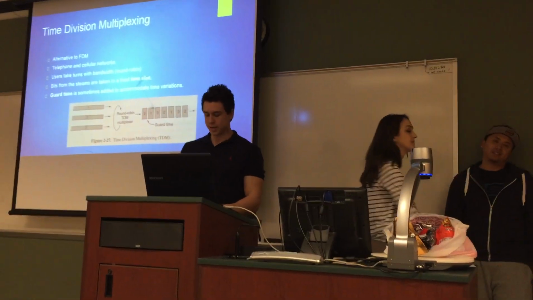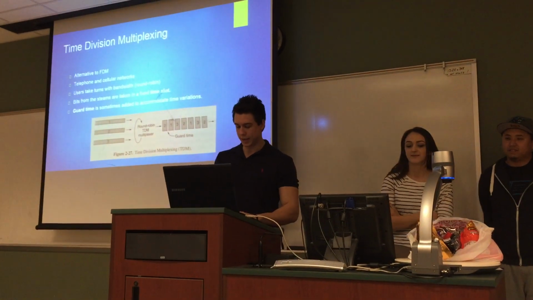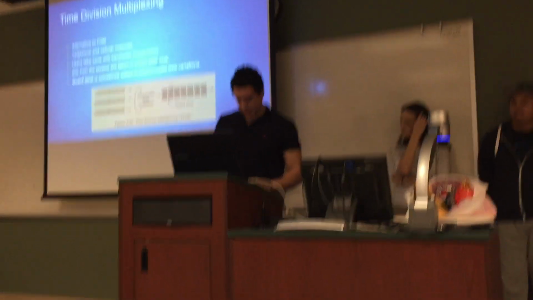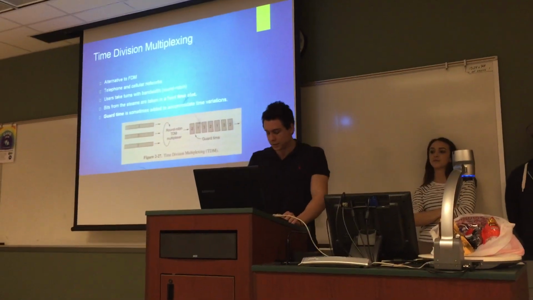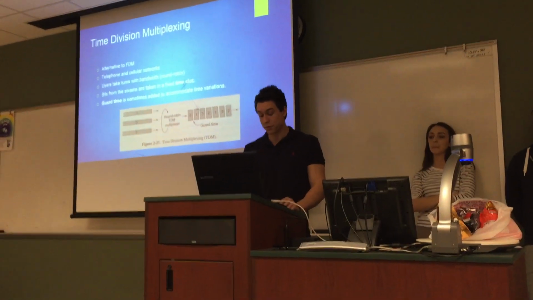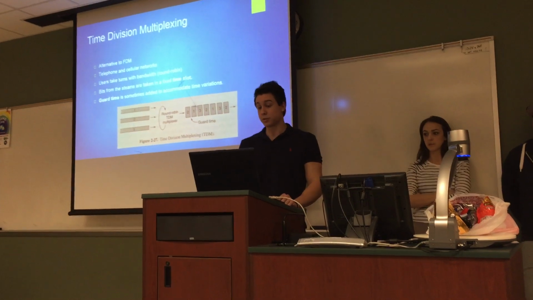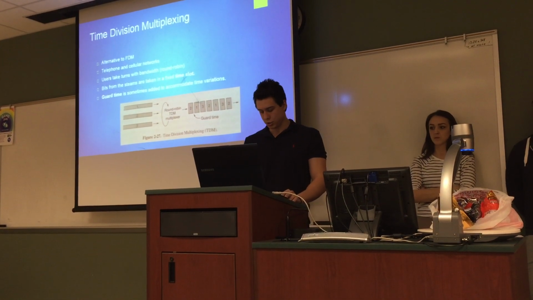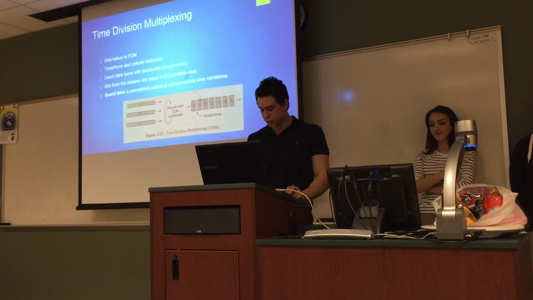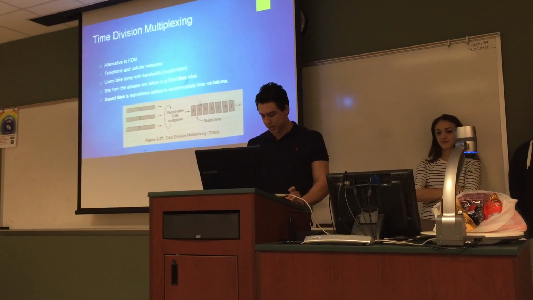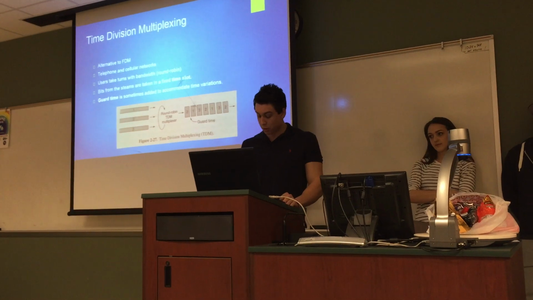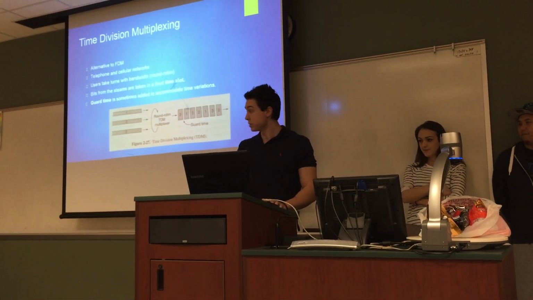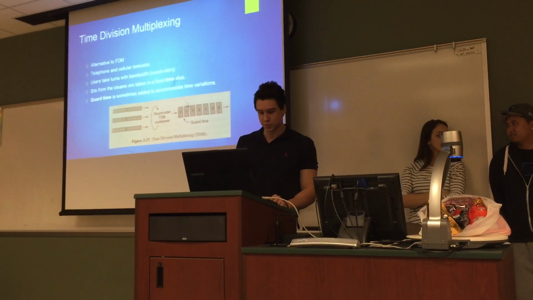Alright, so for my sections I had time division multiplexing and code division multiplexing. Time division multiplexing is used widely as part of the telephone and cellular networks. It's an alternative to FDM, and users take turns in a round robin type fashion, each one getting bandwidth in small bursts. Kind of shows it in that picture.